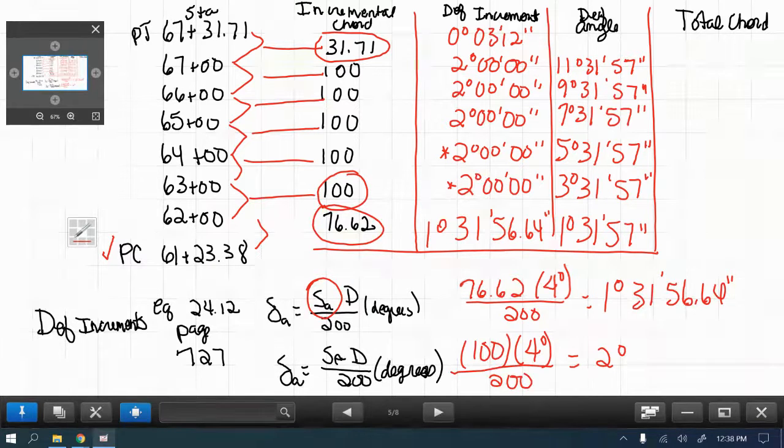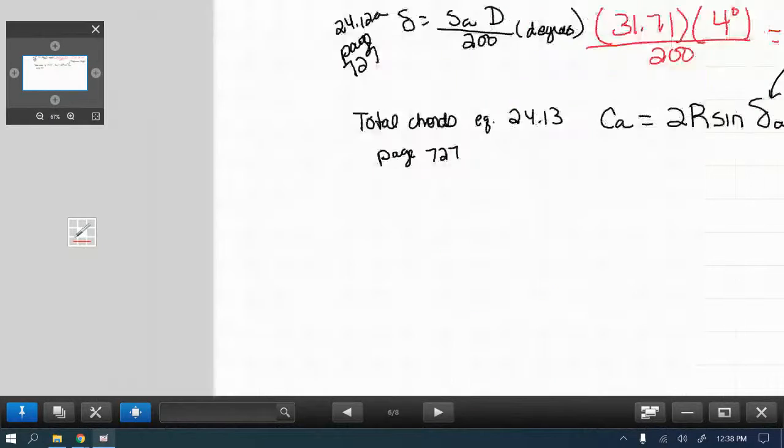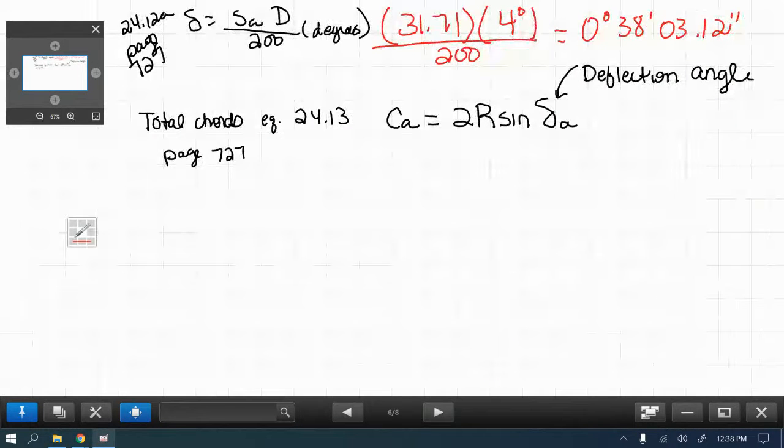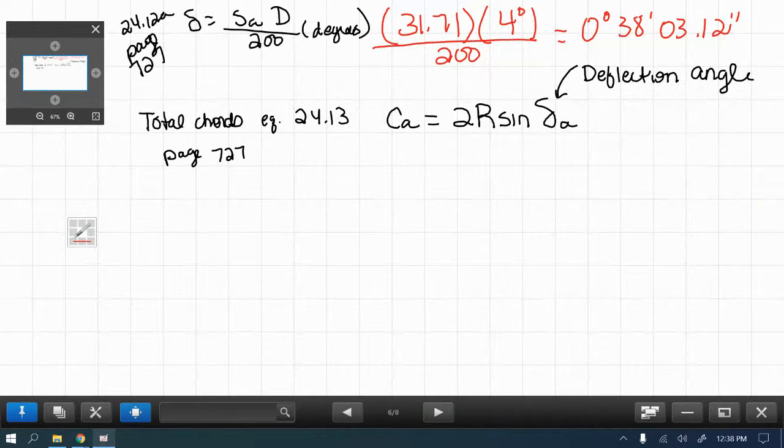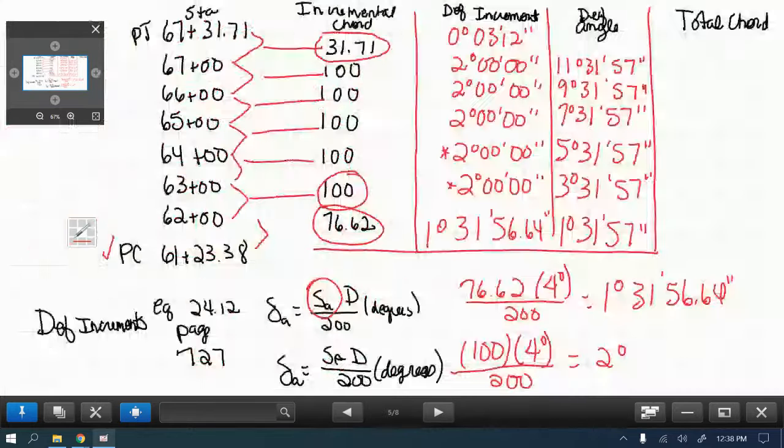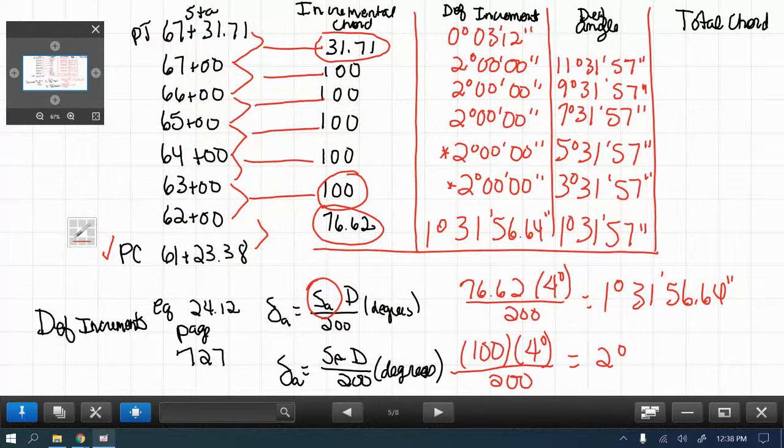Oh, you at 38 there? Yeah. For the top one, I got 38 instead of 3.12. Oh, there it is. There's where I messed up. I wrote it in wrong. It's 38:03. I wrote it over wrong.